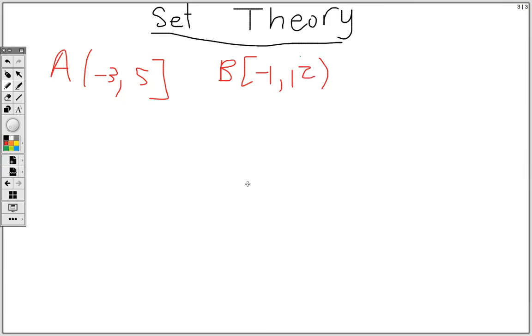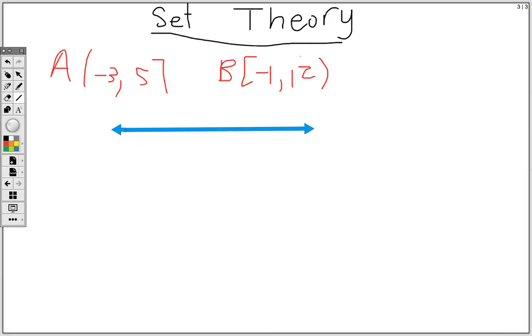We have two sets, A being -3 and 5, and B being -1 and 12, and make note of the brackets that we have. Remember, if you have a curved bracket, it means open, while if I have a square bracket, it means closed. Open means we are not using the end value, while closed means we are using this end value. So let me draw my number line.